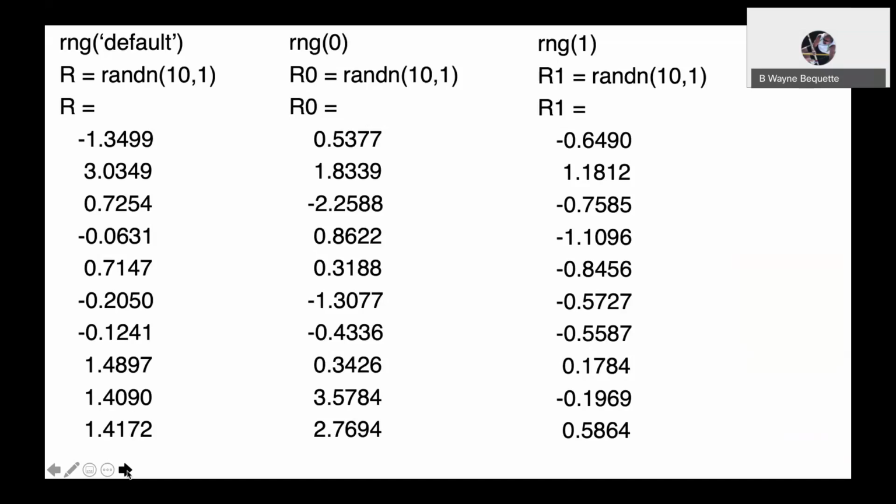The reason you may want to go with the same seed is, say you're doing two different simulations, but you want to compare two different algorithms on the same sequence of random numbers, then you might want to provide the same seed so that you're using the same random numbers.